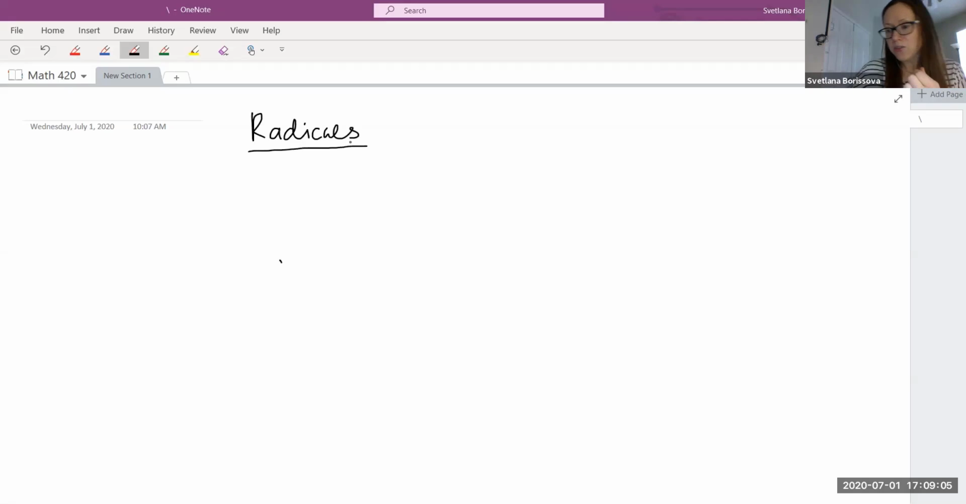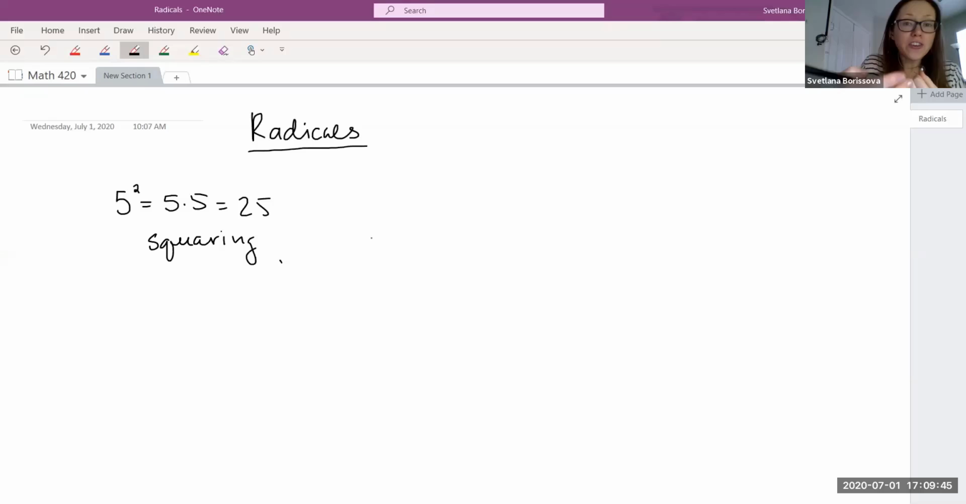Okay, this is how the story begins. We already know if we have 5 squared, then this is the same as 5 times 5, and that is 25. And that operation is squaring, right? So it's 5 being raised to the second power, which we also call square. So that is squaring. We also have the reverse operation.